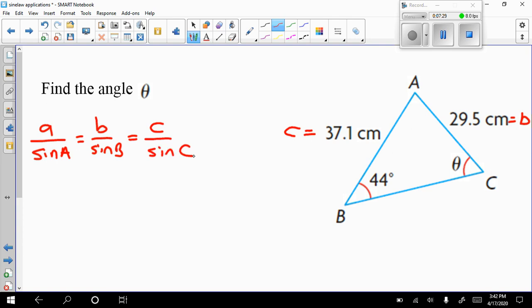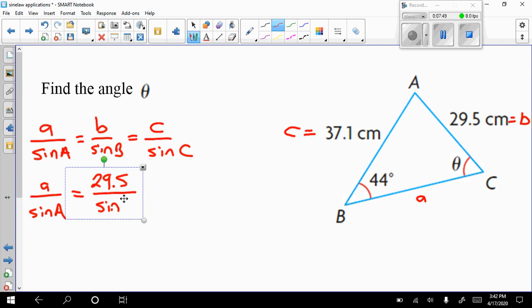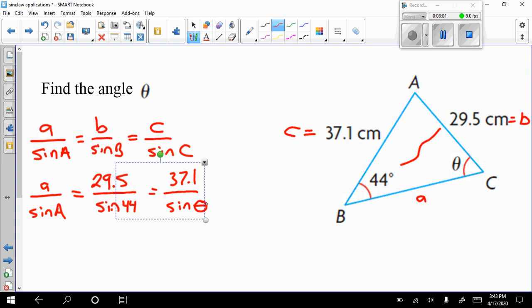Okay, so there's little a down there. I don't know little a, so again, I'll just label it. I don't really need either of those, but I'll just keep them for now. B is 29.5 divided by sine of, its opposite is 44. So notice that those two are opposite one another. It's equal to 37.1 divided by sine of theta. We could call it sine C as well, but there it is.